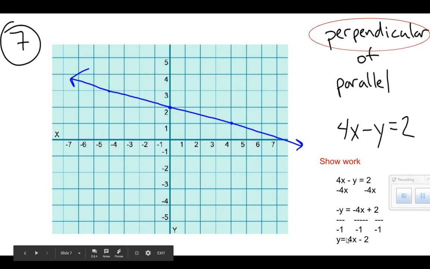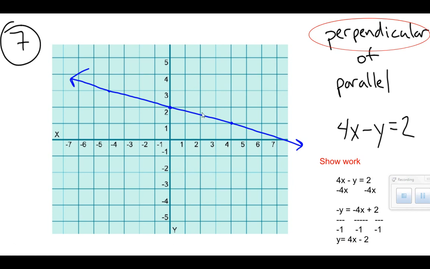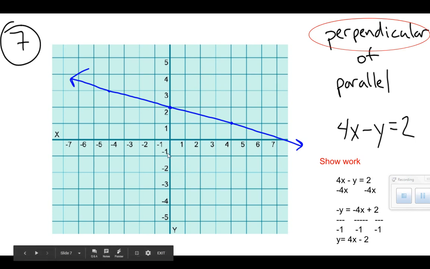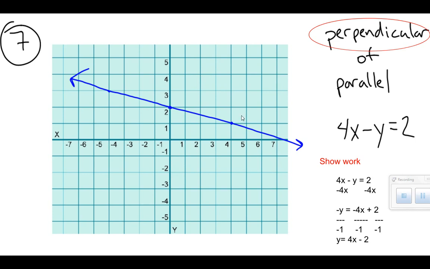If I was to graph this, negative 2, over 1 up 4, over 1 up 4 would be a 90-degree angle across that blue line, so it would be perpendicular. So again, negative 1/4, the opposite reciprocal is 4 over 1.